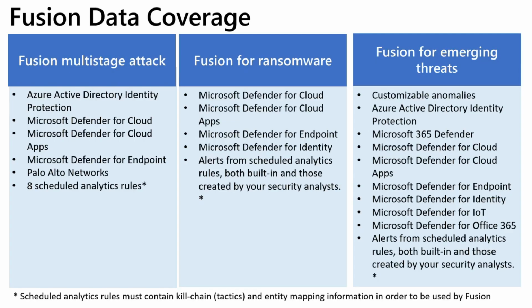The last thing I wanted to cover here is that, yes, the more data sources that you have, the better, but you don't need all of them. And in fact, Fusion can also look at alerts that are coming from custom scheduled analytic rules, as long as you have tactics and entity mapping information. If it has tactics and entity mapping, then Fusion will be able to pick it up and put it as part of the attack chain.